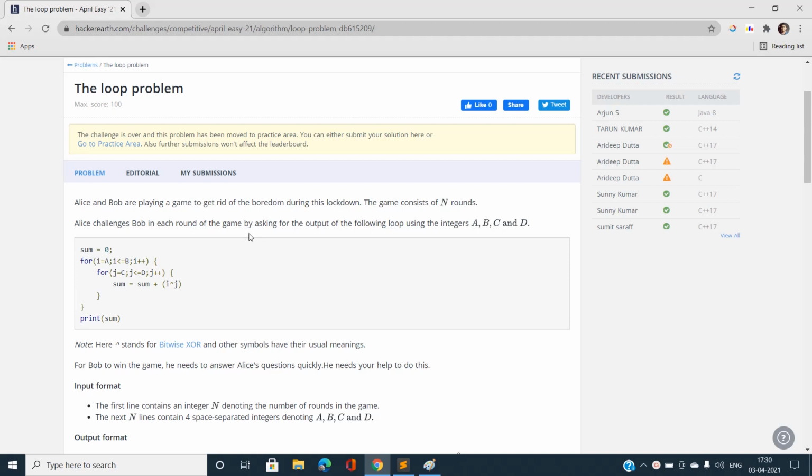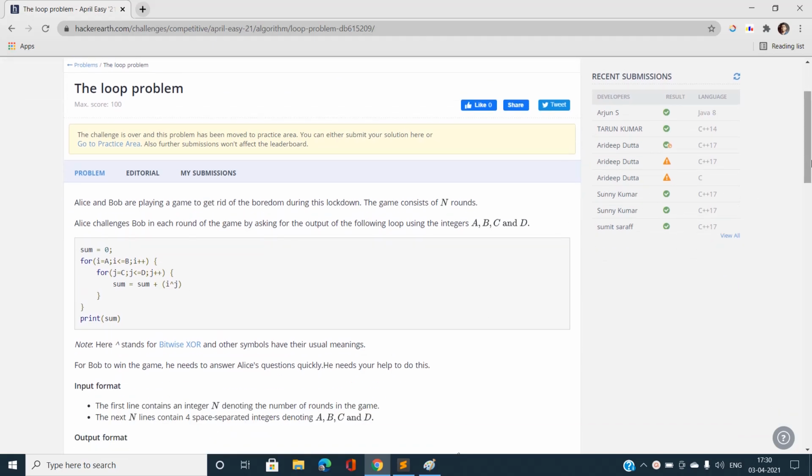So basically, you can see here we have been given a code, a small code where I is going to vary from A up to B and J is going to vary from C up to D, and there is a sum variable that is going to add the XOR value of I and J for every I and for every J from A to B and C to D respectively.